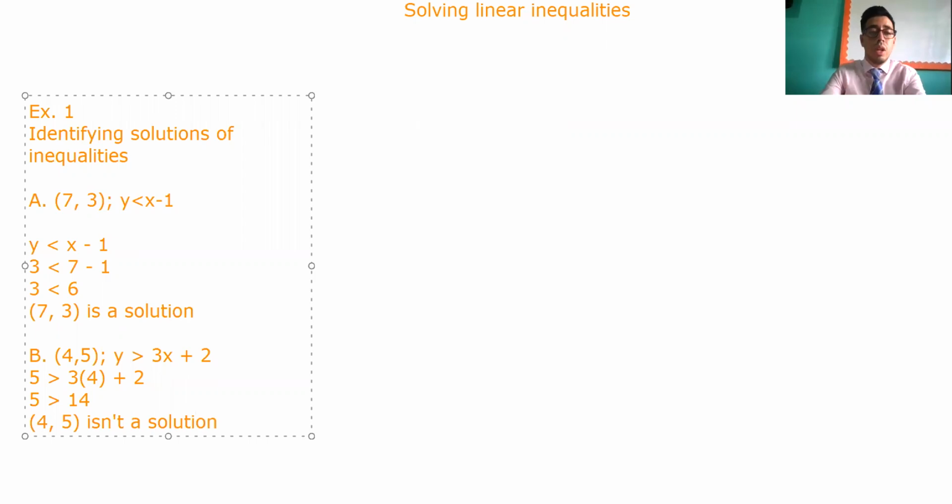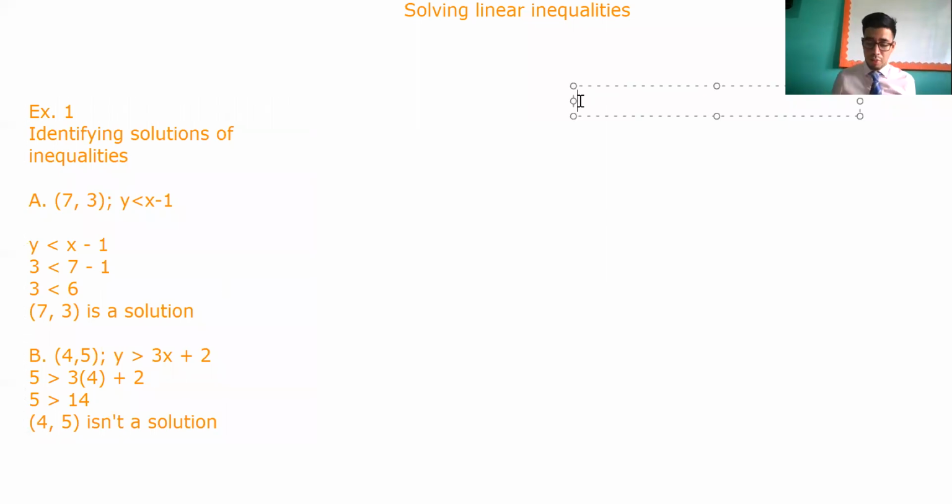Solution, okay. We try the values in the inequality, and if it's a solution, we write it. If it's not a solution, we write it again as not a solution, okay? So now we go to example 2.